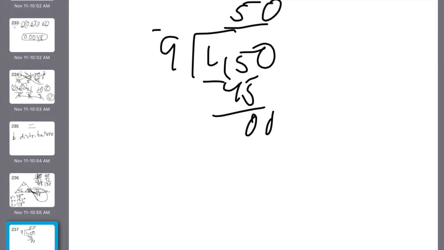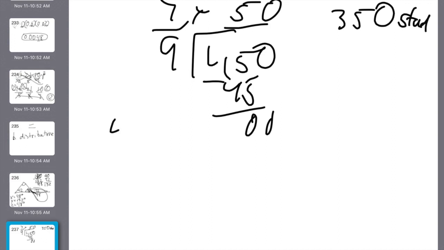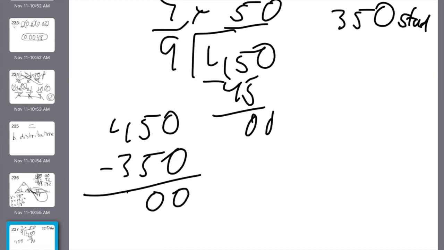Now I have to take that times my numerator of 7. 7 times 5 is 35, so I have 350. So that's how many students were entertained. B says how many students were not entertained. Now I subtract. Total students minus the number that were entertained is 100 students were not.